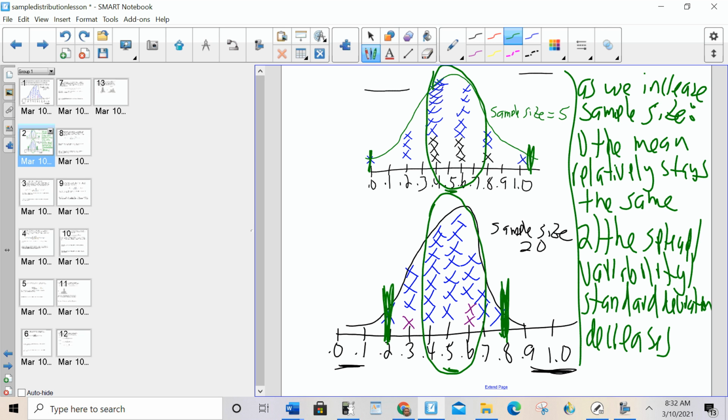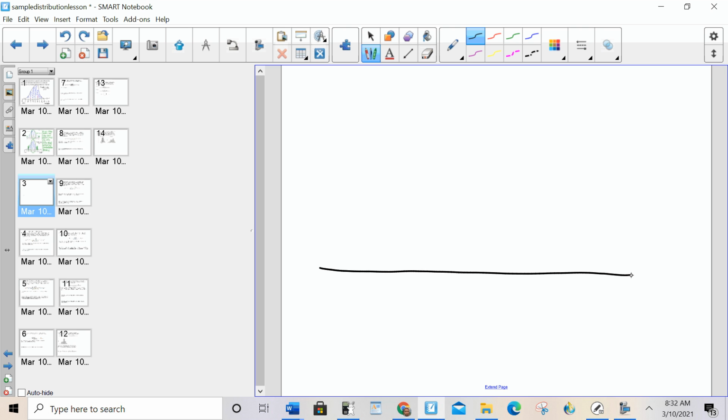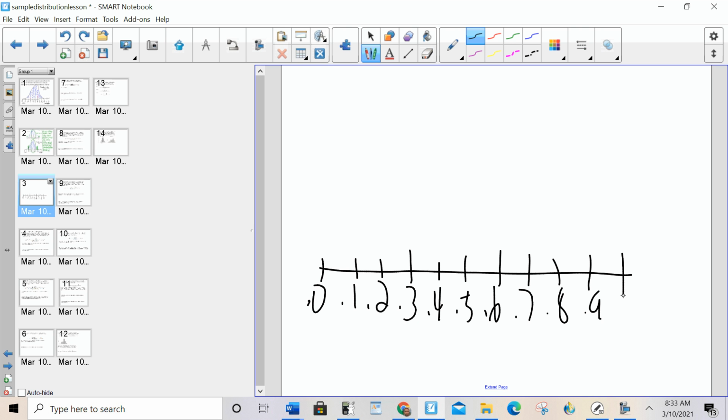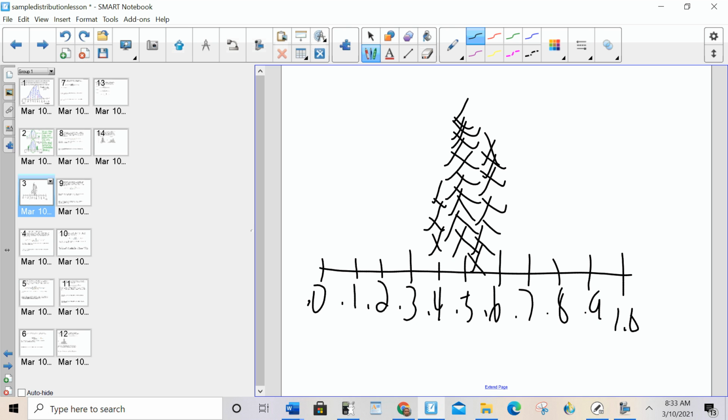Everything gets closer to the mean. If I were to do a sample size of 1,000, it would probably look something like this, where it's probably even tighter than this, where again the mean is still relatively the same.